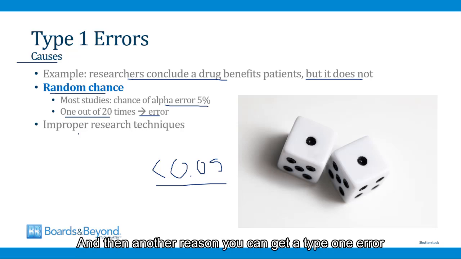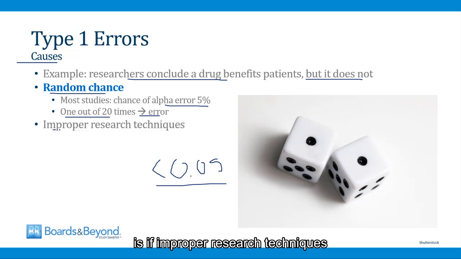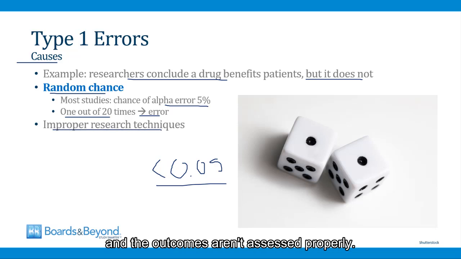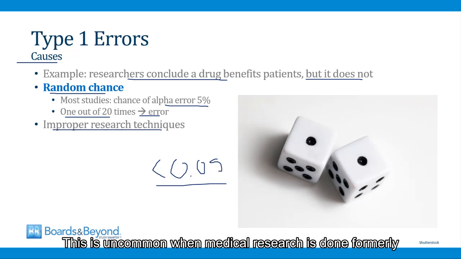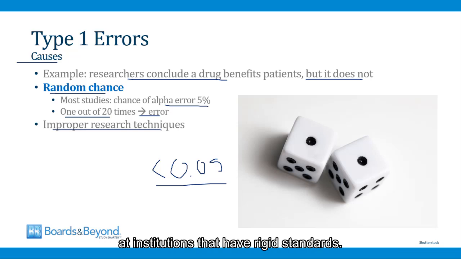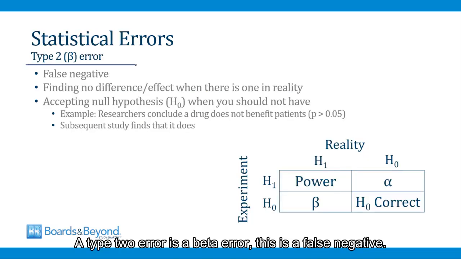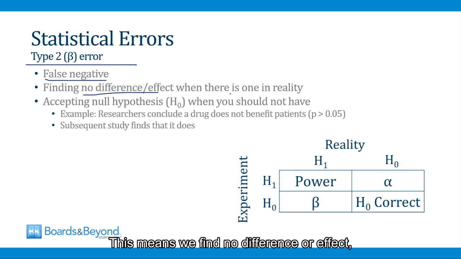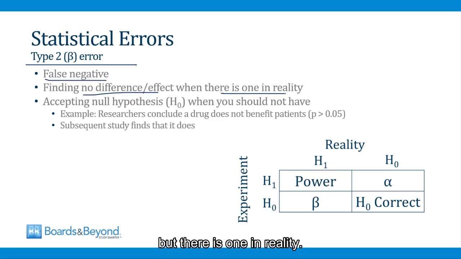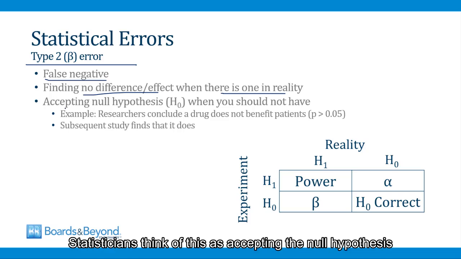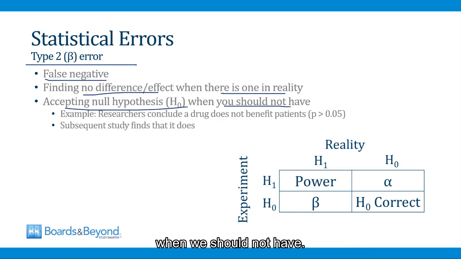And then another reason you can get a type 1 error is if there are improper research techniques and the outcomes aren't assessed properly. This is uncommon when medical research is done formally at institutions that have rigid standards. A type 2 error is a beta error. This is a false negative. This means we find no difference or effect, but there is one in reality. Statisticians think of this as accepting the null hypothesis when we should not have.